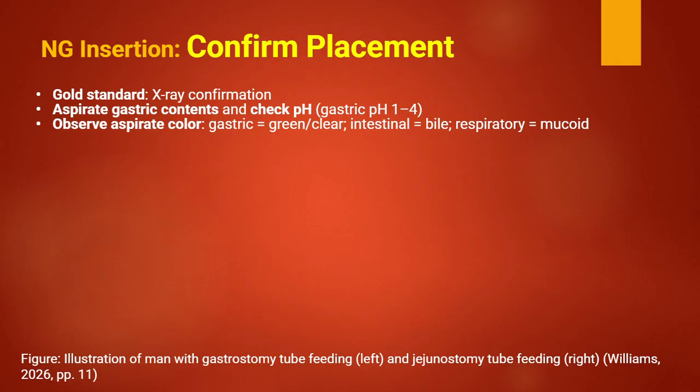In addition to pH, observe the color and consistency of the aspirate. Gastric aspirate is usually grassy green, clear, or colorless. Intestinal aspirate tends to be bile-stained or yellow-brown, and respiratory aspirate is often tan, cloudy, or mucoid. These differences are important to recognize. Always remember that if placement cannot be confidently confirmed, the tube should never be used. Incorrect placement carries serious risks, including aspiration pneumonia or lack of effective feeding.